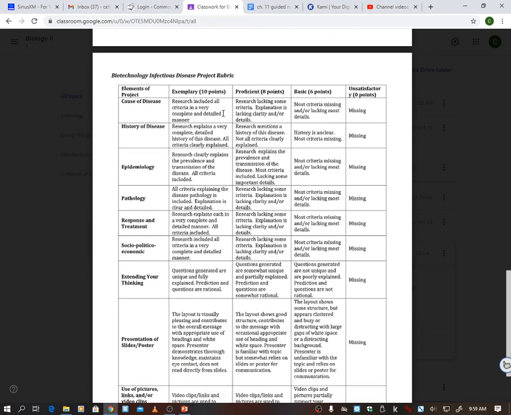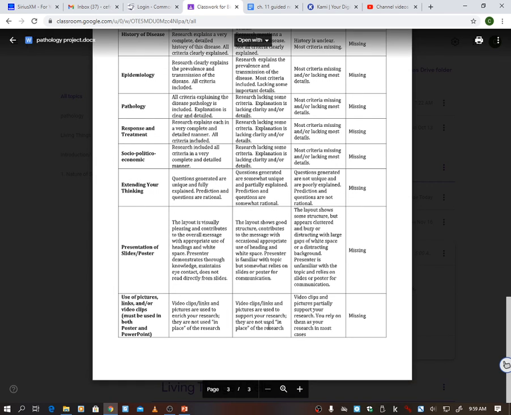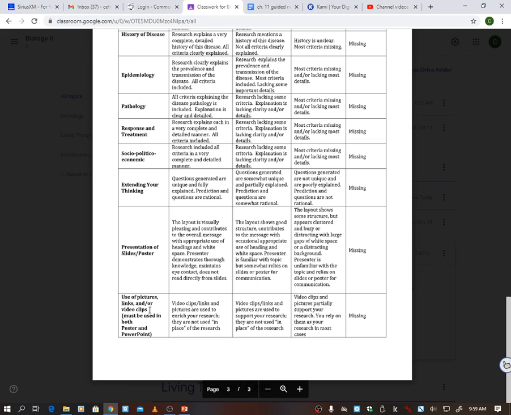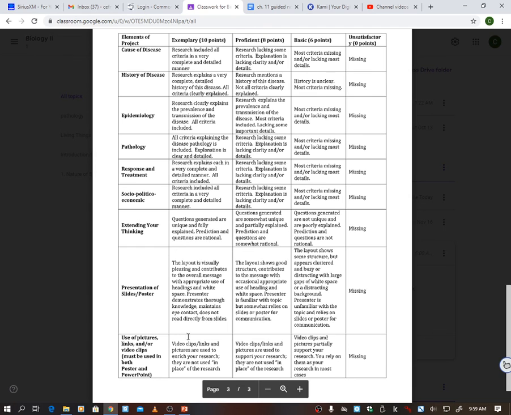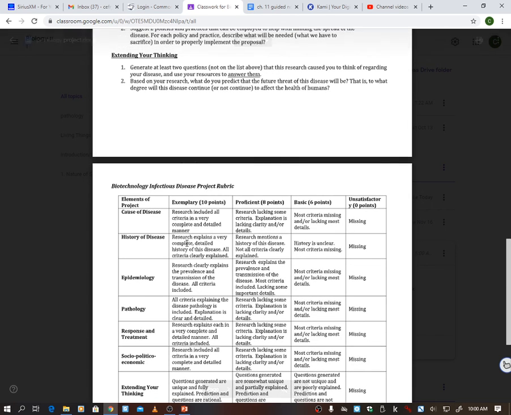Here is the actual, how you're going to get your points. All right, so you can read through them. I'm not going to read through all of it. Make sure that there is the presentation of the slides and poster, the use of pictures, links, or video clips. So you can add video clips in there. So make sure that you're doing all this. Remember that you're going to be getting up and presenting this disease to the class. So make it easy for you to read, make it easy for you to understand, so that you can help us when you're telling it to us.